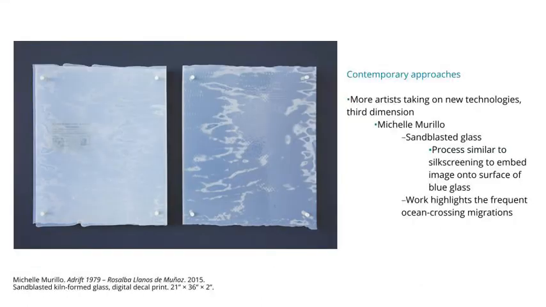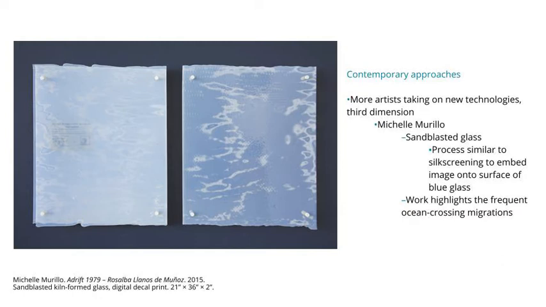Now, real quick before we move on, I just want to talk a little bit about some unconventional methods of printmaking, some contemporary approaches, one might say. So more artists are taking on new technologies and moving printmaking into the 3rd dimension. And a good example of that is Michelle Murillo, whose pieces are made of sandblasted glass. It's a process similar to silk screening to embed the image onto the surface of, in this case, blue glass.